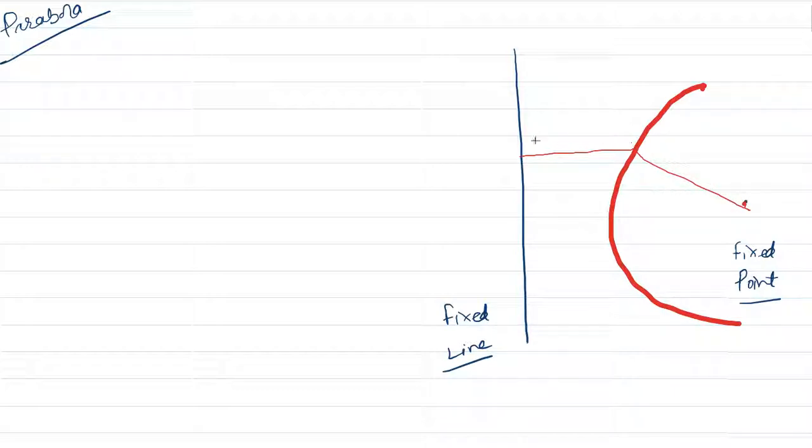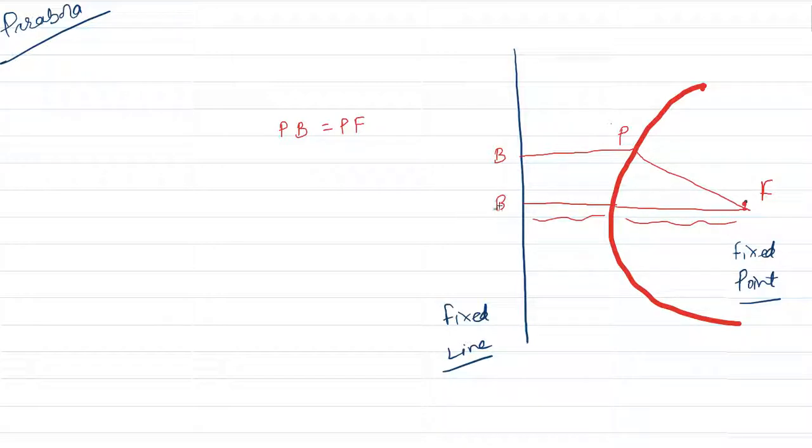Let's say this is point B, and the point on the parabola is P, and the fixed point here is F. So PB should be equal to PF. This is the condition, that PB equals PF. PB is the distance of the fixed line from the parabola, and PF is the distance of the fixed point from the parabola. You can take any point on the parabola and it will definitely satisfy this equation. So this distance is equal to this distance.